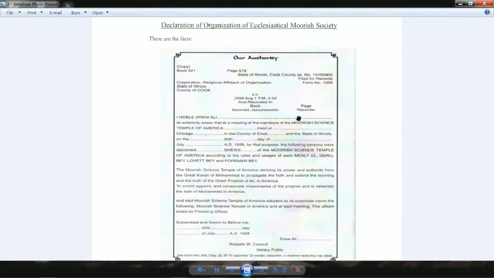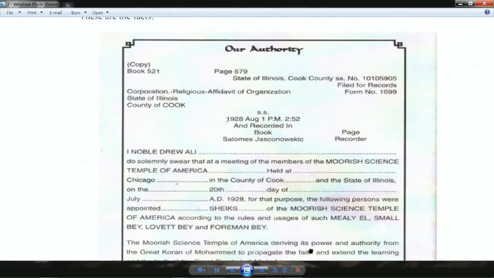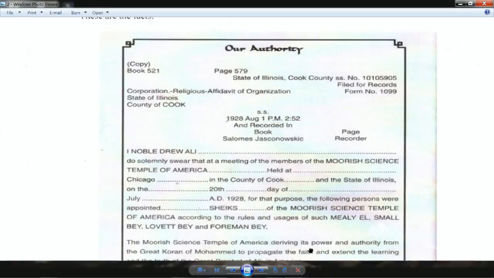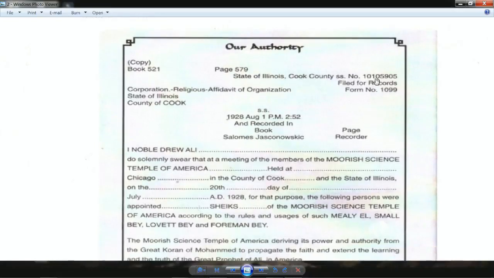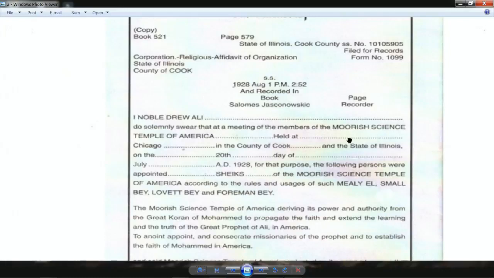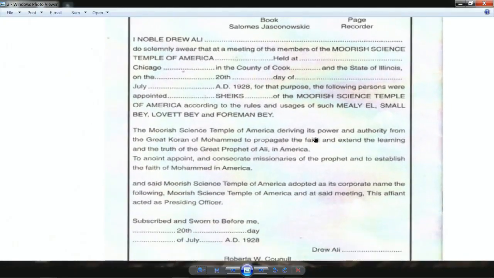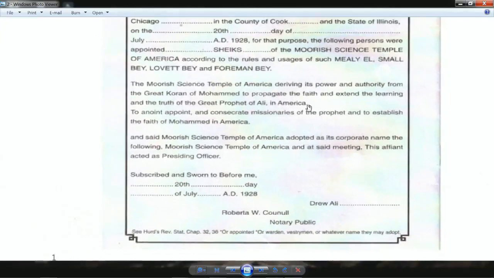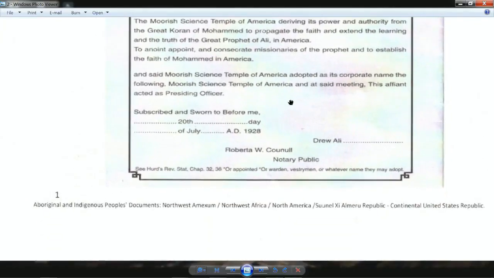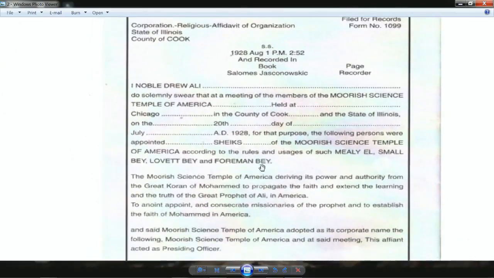Page two is our authority. Alright, this is what Prophet Drew Ali filed in Cook County in 1928, filing number 1010-5905, the Hertzons revised statute. So this is included in a document in our organization. You see? We'll move on to the next page.